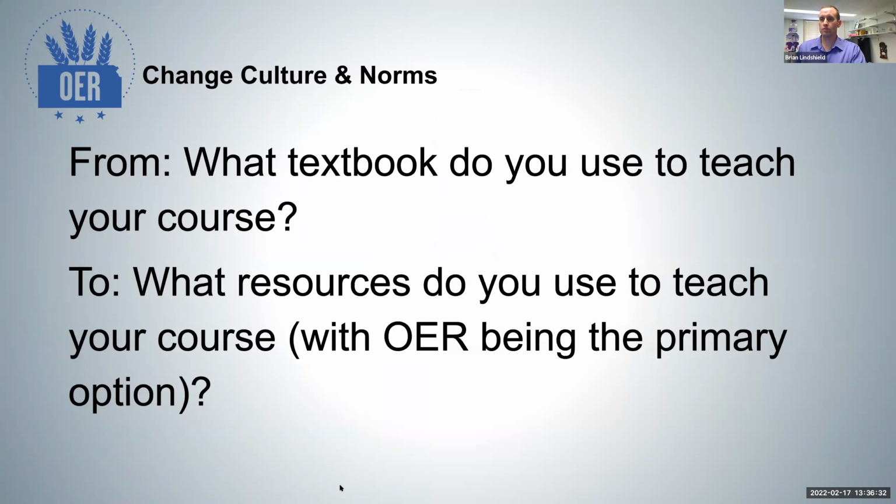Okay, next one, Lee. So what we're building towards ideally is changing the culture and norms. Currently the norm is that the question from one faculty member or instructor to another is, what textbook do you use for the course you teach? We're trying to change it to, what resources do you use to teach your course with, ideally with OER being a primary option that's being considered. That's what we're driving towards.